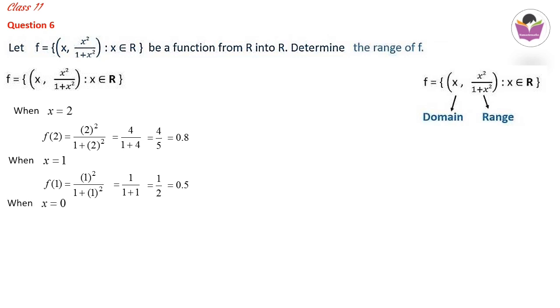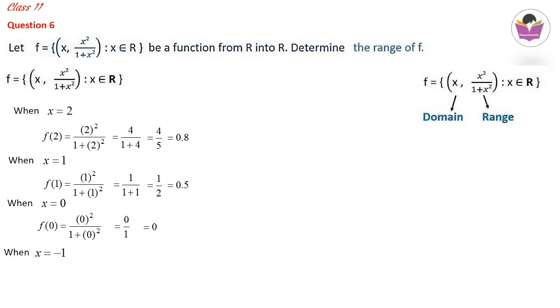Now when x is equal to 0, I decrease again 1 point down, so x is equal to 0. That means f of 0 is equal to 0 square by 1 plus 0 square, means x square by 1 plus x square. I have substituted x as 0. So 0 by 1 is 0.